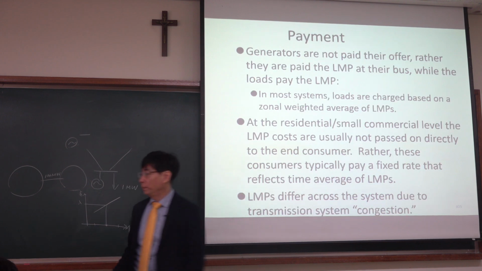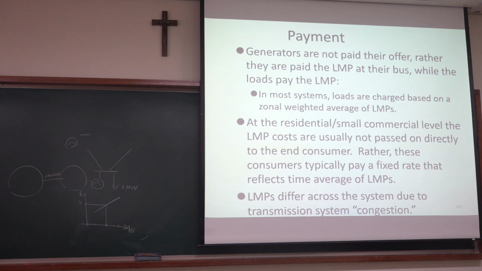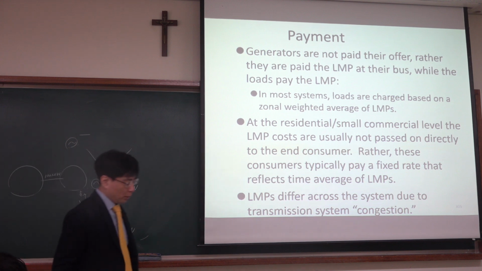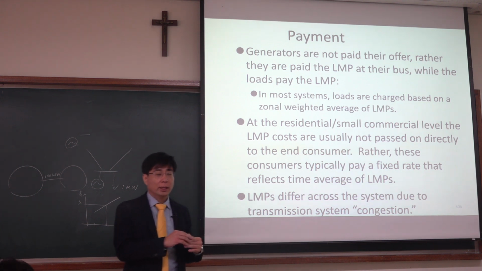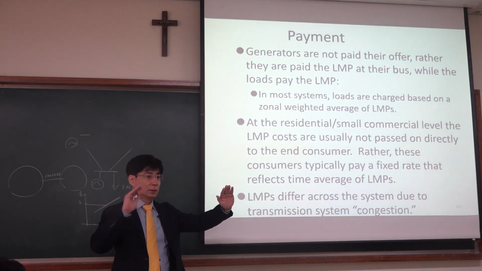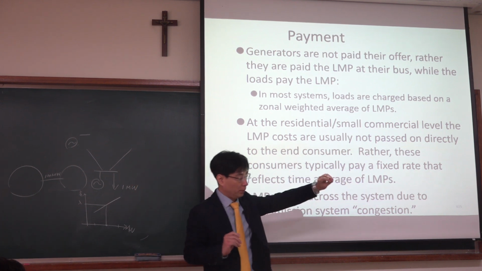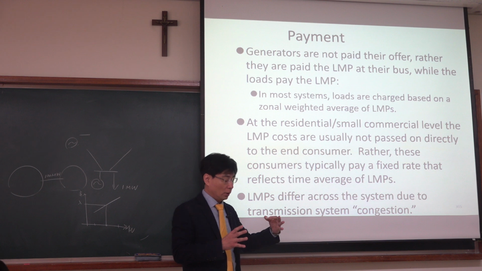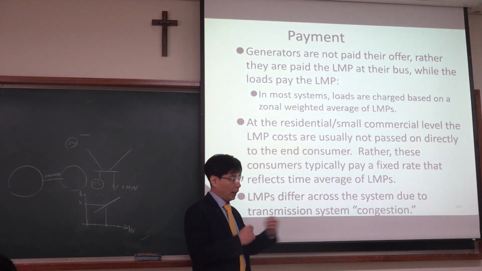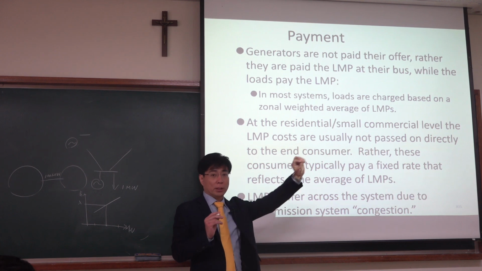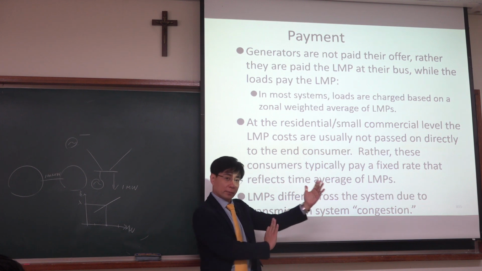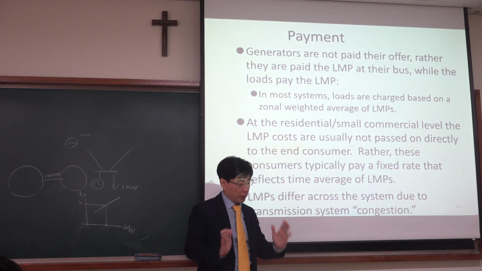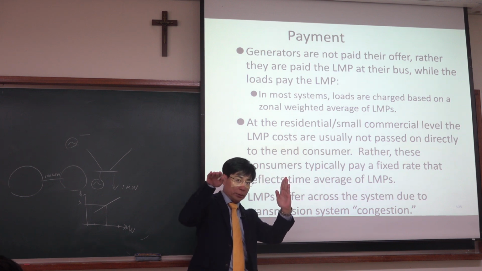So payment. Generators are not paid their offer, rather they are paid the LMP at their buses. Well, what do you mean by offer? Each generator needs to bid: I can generate this amount at this price. So each generator makes their bid, and then the market operator collects that and makes the supply curve, right? And based on the load forecasting, the amount of required power is determined, and then the price is also determined.